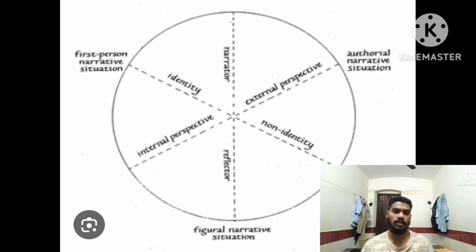In the figural mode, the narrator disappears into the background and the story unfolds as if seen, felt, and experienced directly by a character. This creates intimacy and immediacy, allowing readers or viewers to perceive events as though they were inside the character's mind. It gives a first person perspective.